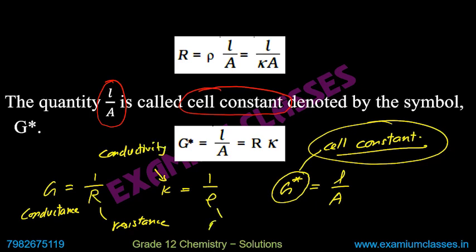Conductivity, resistivity. Now tell me, if I write G asterisk and G, it will be equal to what?